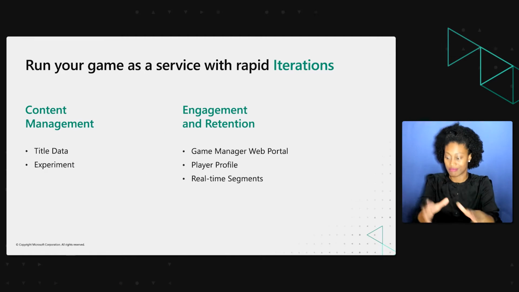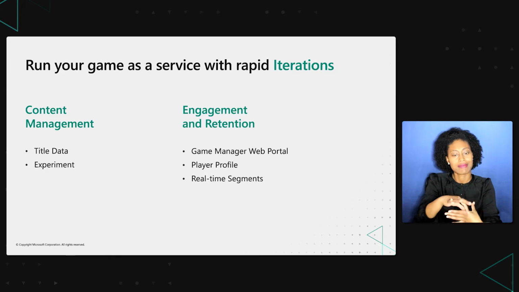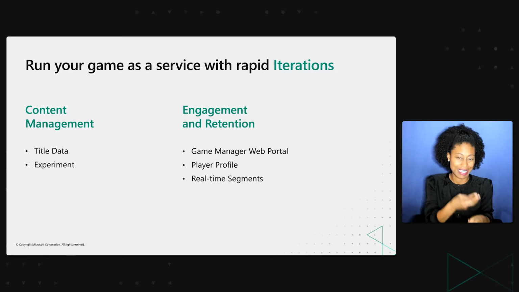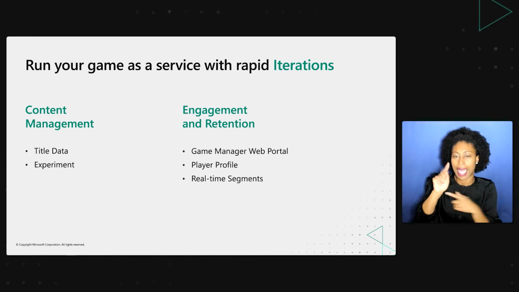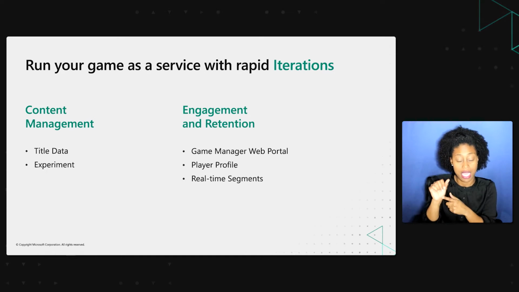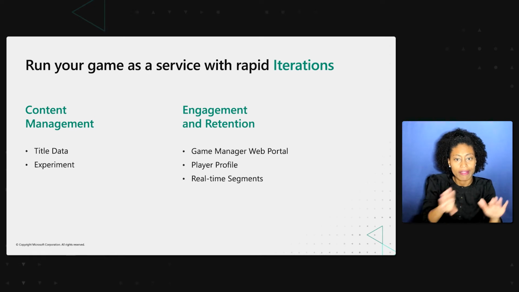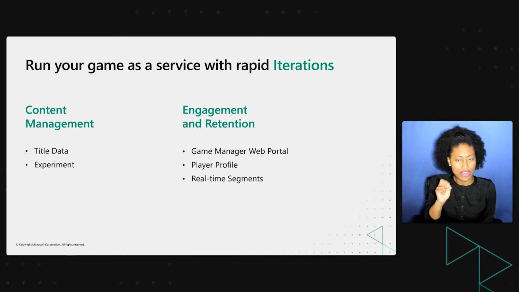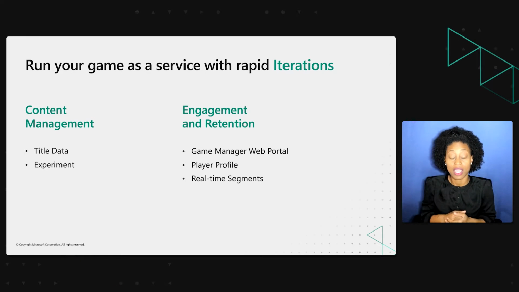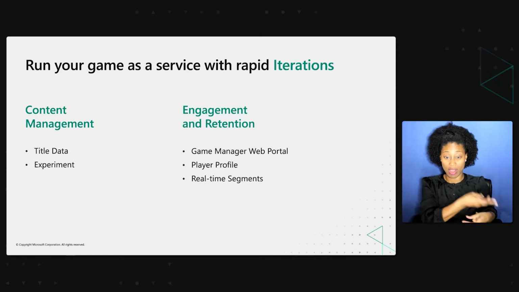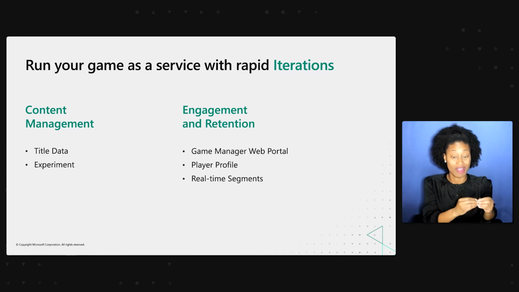For a quick understanding, let's focus on content management and engagement and retention. Here we'll talk about title data, which is basically a service to manage your game configurations remotely. Experiments, where you get to run different experiments to understand player behavior, based on which you can iterate faster and deliver game experiences with confidence. Engagement and retention are basically a set of services like push notifications, messaging, and many more with which you can make your players come back for more.